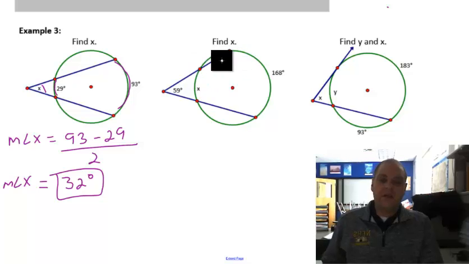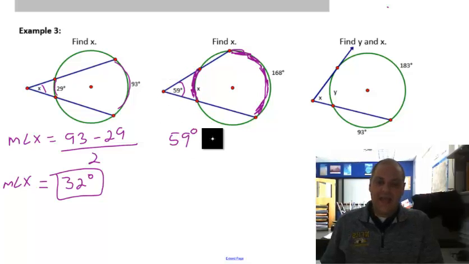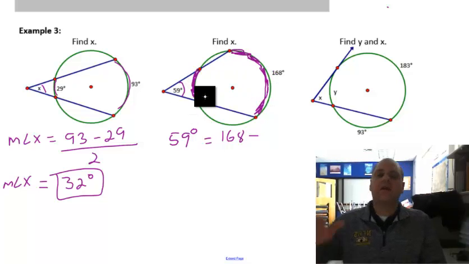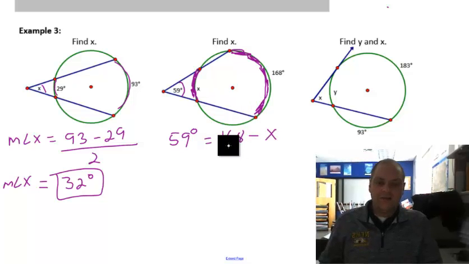All right, here is 2 secants again. This time they give me the angle. They don't give me the intercepted arc, but that's okay. We're just going to follow the same formula. There's my one arc. There's my other arc. There's my angle, right? So angle 59. The angle equals arc 1, 168, minus arc 2. You got to do major minus minor. You got to do the bigger arc minus the smaller arc, or you're going to get a negative. You don't want a negative. X over 2. Cross multiply.